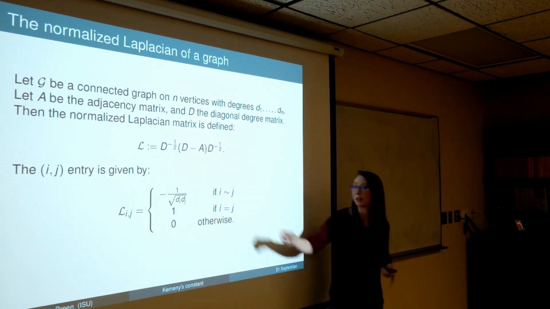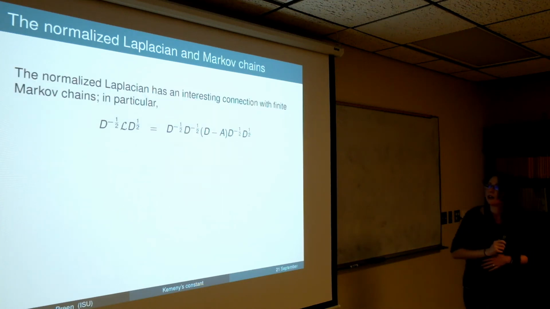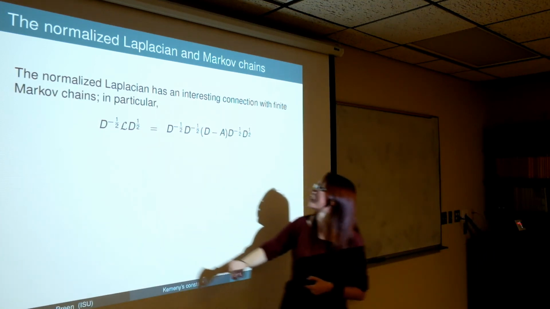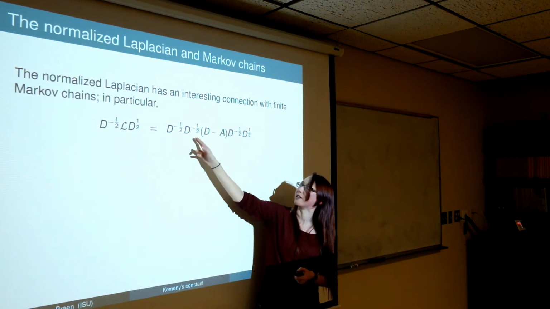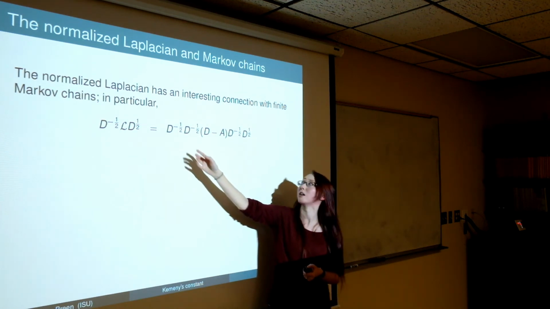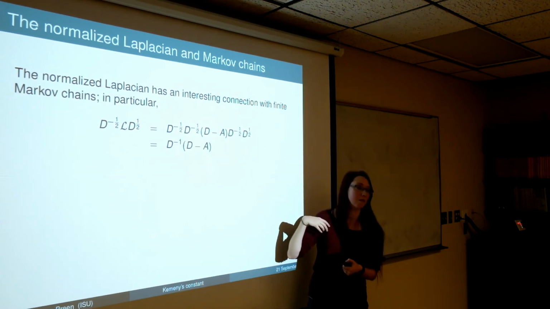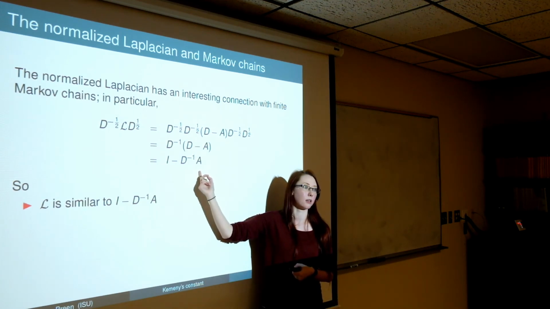If there's a connection between them, there's ones on the diagonal and everything else is 0. So there's a connection between this and Markov chains in that if I take this similarity transformation of my normalized Laplacian and look at what it does, well, D to the negative 1/2 times D to the negative 1/2 is D inverse. And here I'll get the identity. So it's D inverse times D minus A, which is I minus D inverse times A.